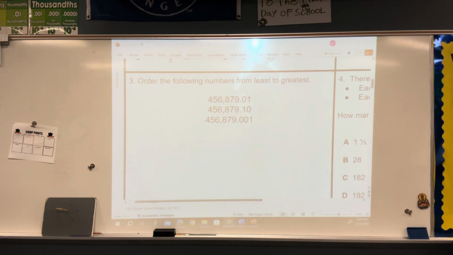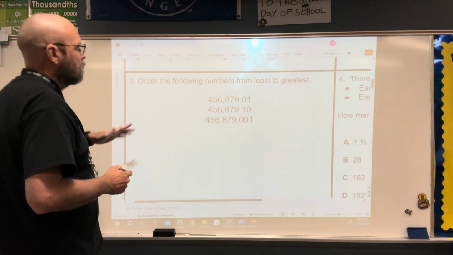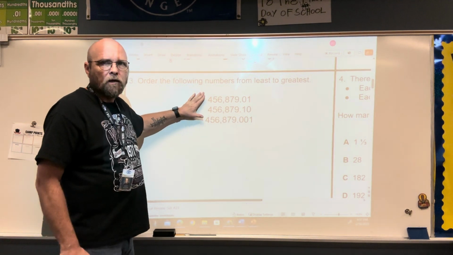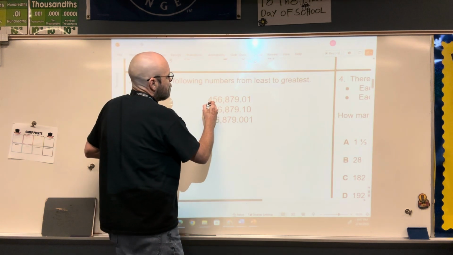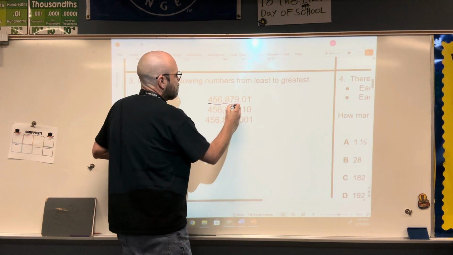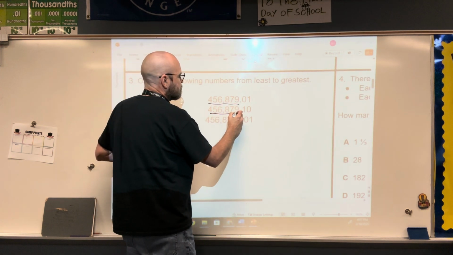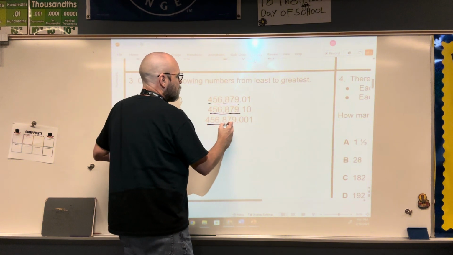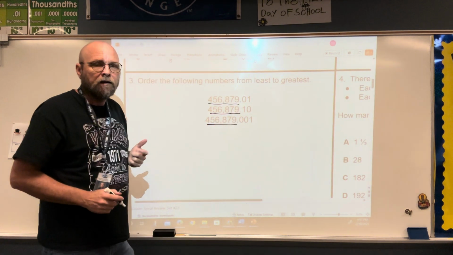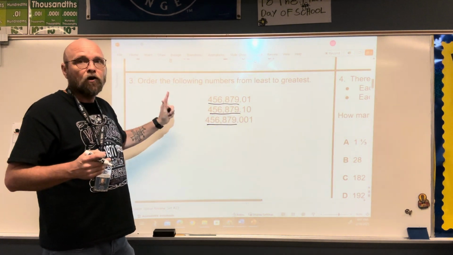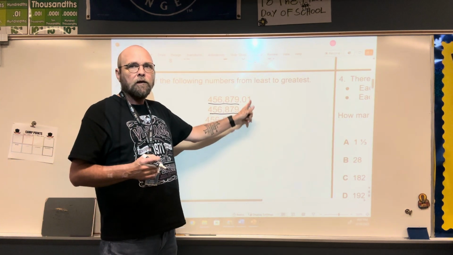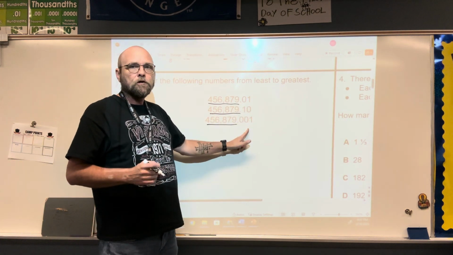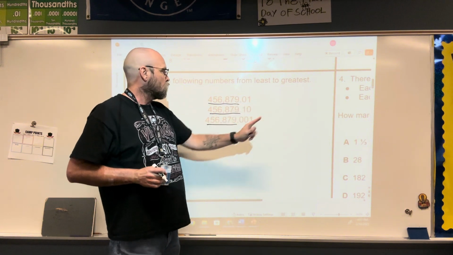Order the following numbers from least to greatest. Least to greatest. So let's start. We start with the largest place values. So this number, 456,879, 456,879, 456,879. So up until that point, they're equal. They're equal. So now we're just looking at the place values out here to determine our least to greatest.